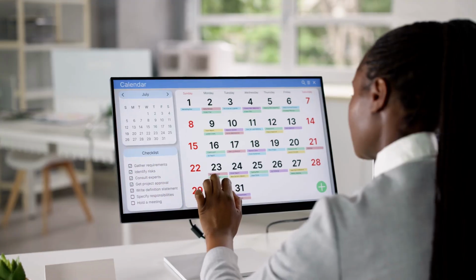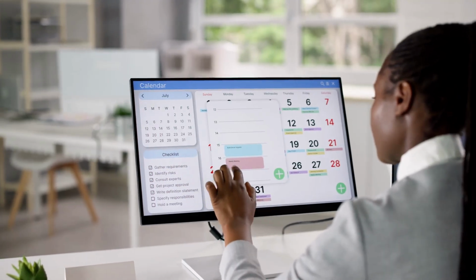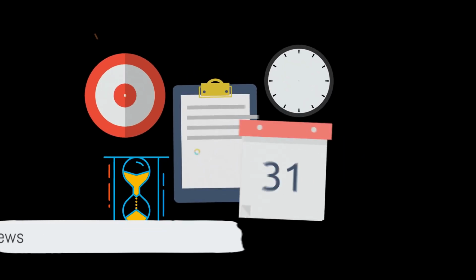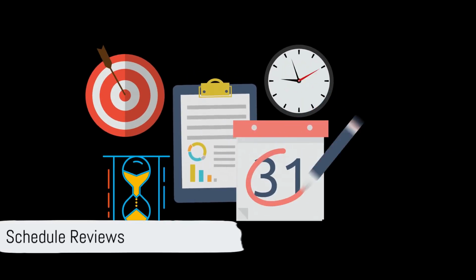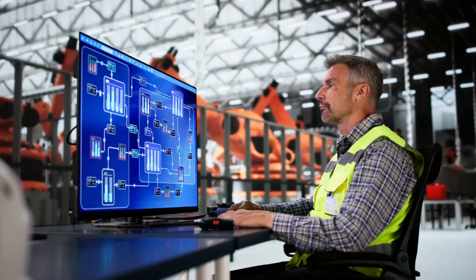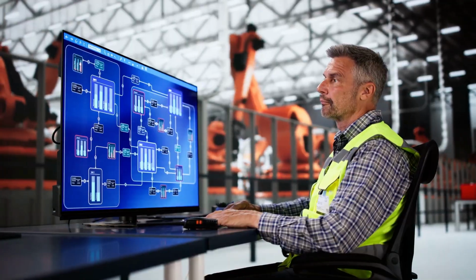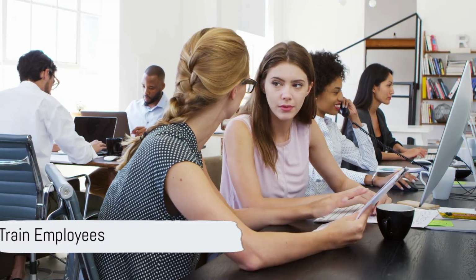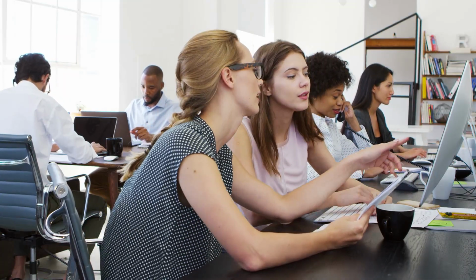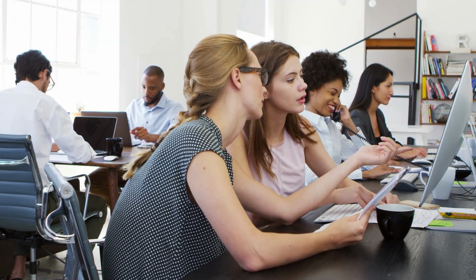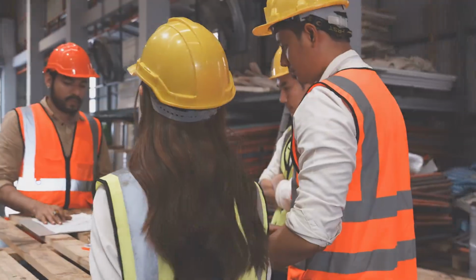These pitfalls can be avoided by following some best practices. For example, 1. Schedule regular FMEA reviews quarterly or annually. 2. Use historical data to refine occurrence ratings. And 3. Train employees on FMEA to ensure consistent application and continuous improvement of your processes.